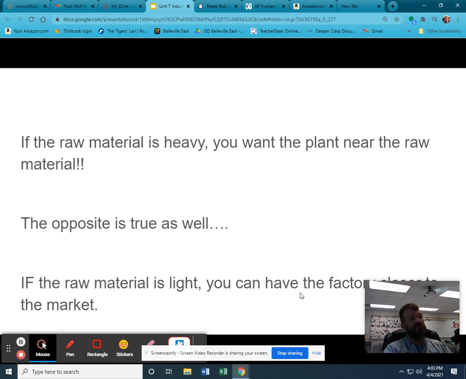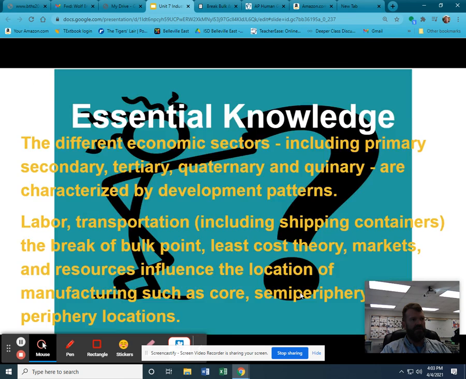The opposite is true as well. If the raw material is light, you can then have the factory further away from the market. Okay. All right. So I think that brings us to the end of that. It does, right? So let's go back to the beginning.